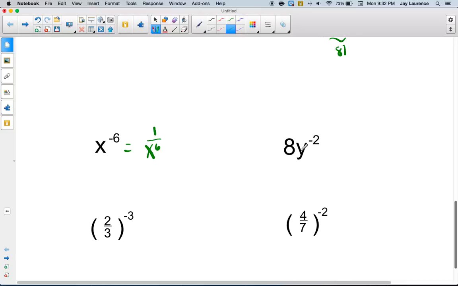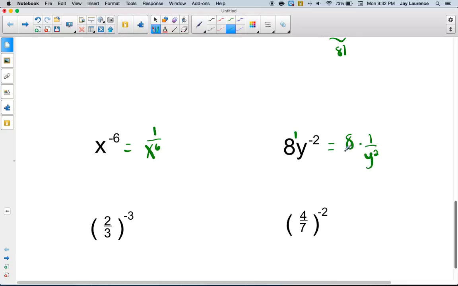This one here, some of you are going to get wrong because you're going to apply this negative 2 to the 8. But that's incorrect. The negative 2 only applies to the y. So the 8's exponent is a 1. So when I go to do this one, I'm not going to take the reciprocal of 8y to the negative 2nd. I'm only going to take the reciprocal of y to the negative 2nd. So it's going to be like 8 times 1 over y squared.